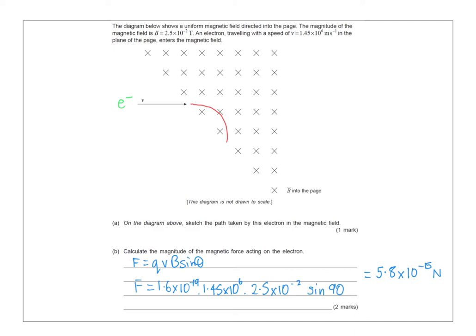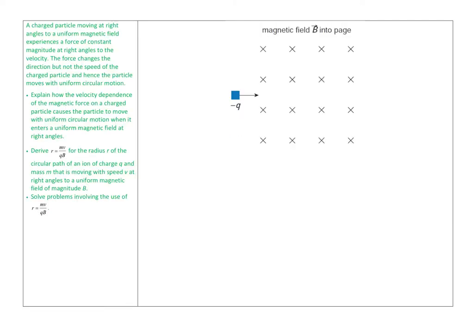Okay, let's keep moving. So we've already mentioned this, but let's explore this circular motion part in a little bit more detail. A charged particle moving at right angles to the uniform magnetic field experiences a force of a constant magnitude at right angles to the velocity. This force changes the direction but not the speed of the charged particle, and hence the particle undergoes uniform circular motion. That hopefully should be bringing back memories from the circular motion topic.